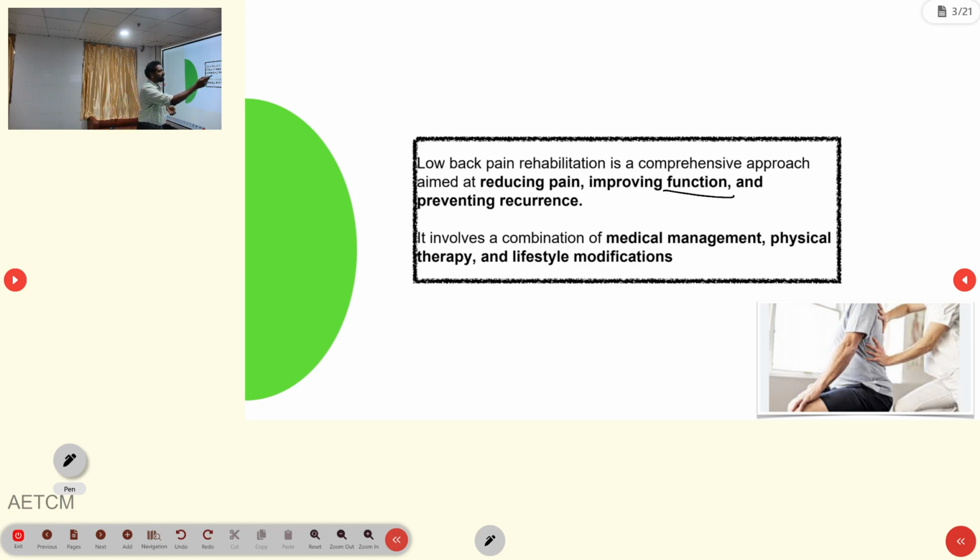Another aspect is to prevent recurrence of symptoms. So it involves a combination of medical management, which includes drug therapy, injections and everything, and physical therapy, which includes exercises and physical modalities, and lifestyle modification, which is quite important in case of chronic low back ache.